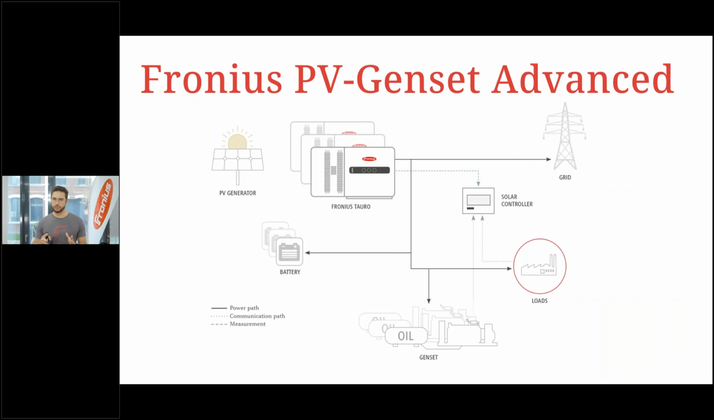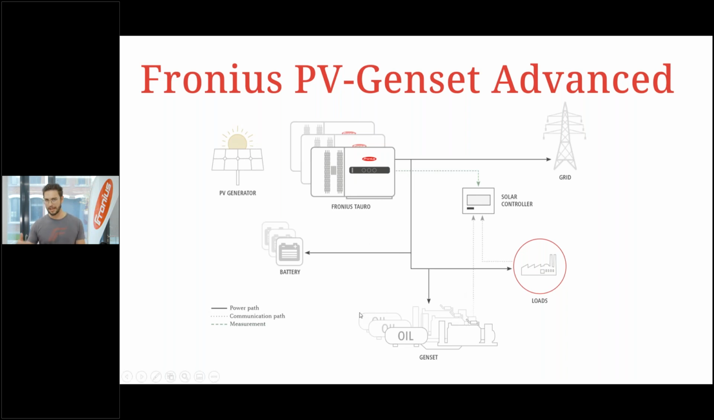Okay, and today especially, we are going to talk about what is called a Fronius PV-Genset advanced solution. Because in an advanced solution, we have the need of a dynamic control. We have something third party monitoring the whole thing and controlling the whole thing. In our scenario, this is ELUM, and we have those components in such a system.